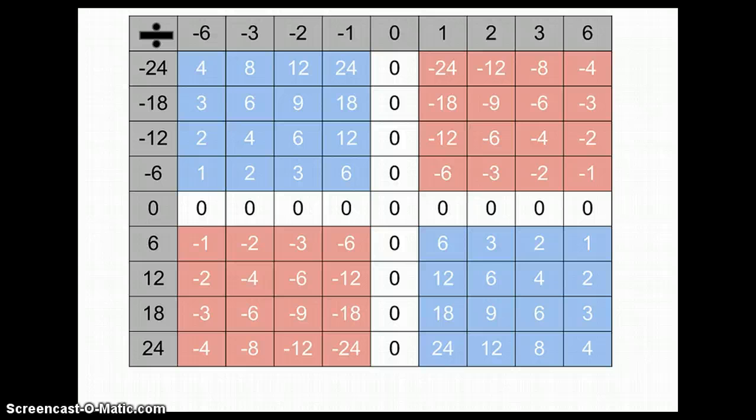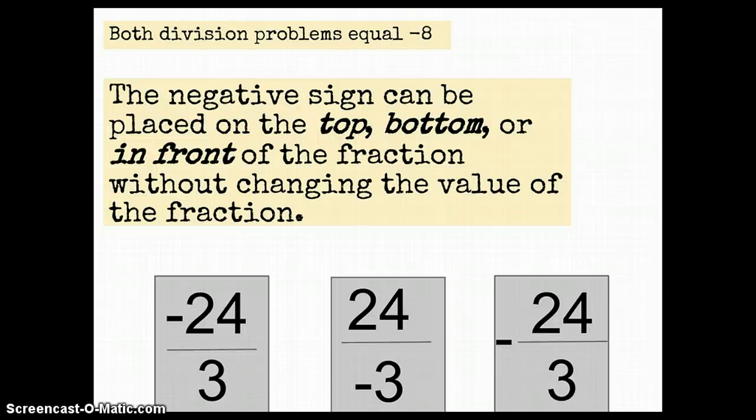This is what your completed array should look like. One important thing to remember when you're dividing is that the negative sign can be placed on the top, bottom, or in front of the fraction without changing the value of a fraction. Both of these division problems equal -8, as well as the third one with the negative sign right in the middle.